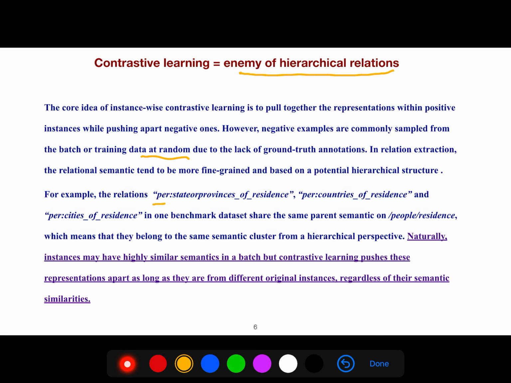For example, per state province of residence or per countries of residence, and these are in one benchmark dataset. They share the same parent semantic, which is people residence, which means that they belong to the same semantic cluster from a hierarchical perspective. So naturally, instances may have highly similar semantics in a batch, but contrastive learning pushes these representations apart as long as they are from different original instances, regardless of their semantic similarities.